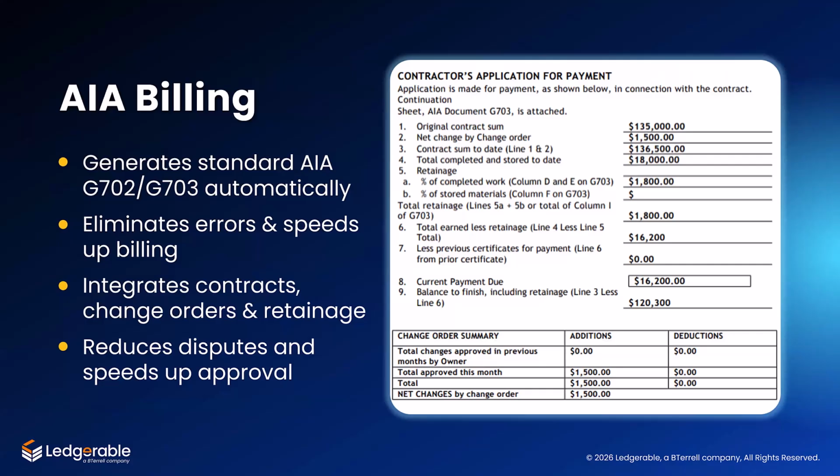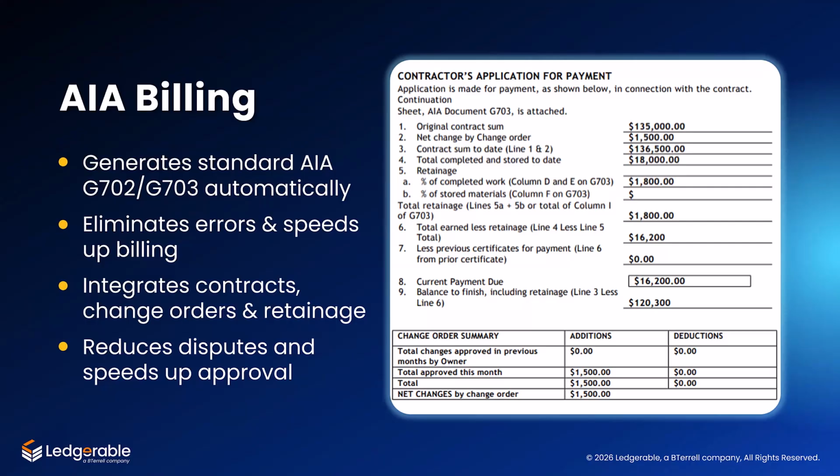So finally, let's look at AIA billing. One of the key capabilities in Sage Intacct construction is that it can automatically generate standard AIA billing forms, including both G702 and G703. So instead of preparing those manually, the system generates them directly based on your contract, billing, and change order data.